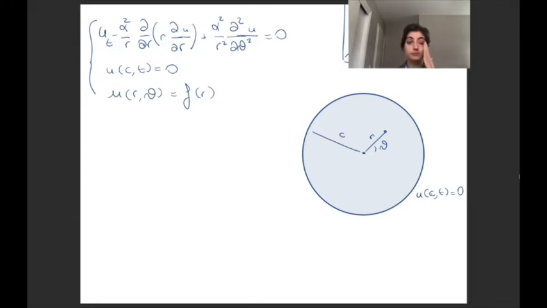This is a graphical representation. We have the origin. Every point is defined by its distance from the origin and the theta angle to the horizontal axis. We have a distance c from the origin to the boundary of our region, and we imposed u at c for all time equal to 0.